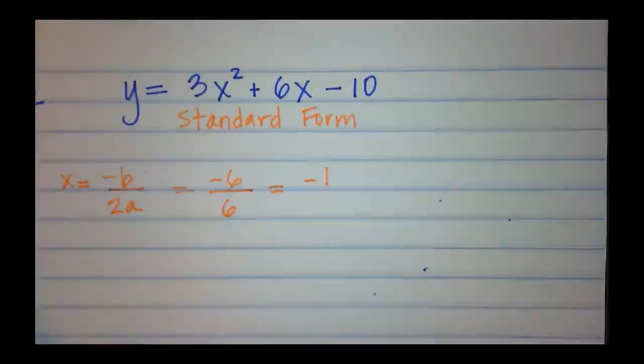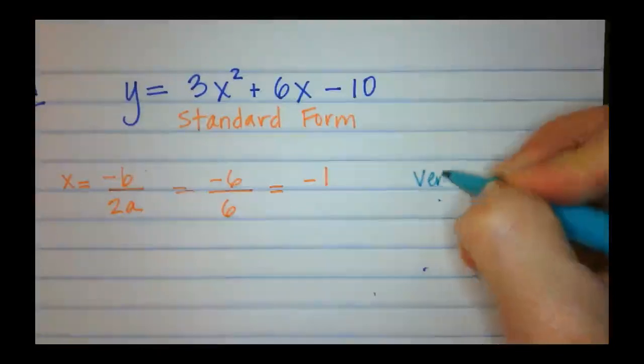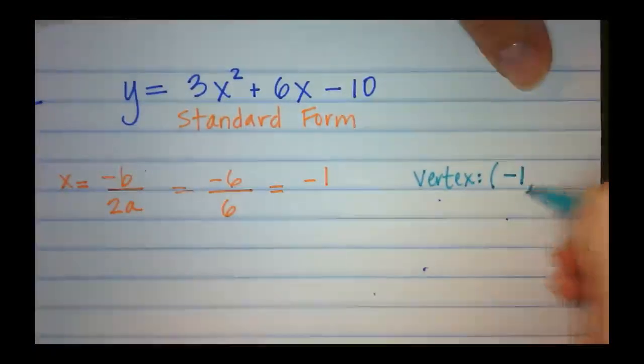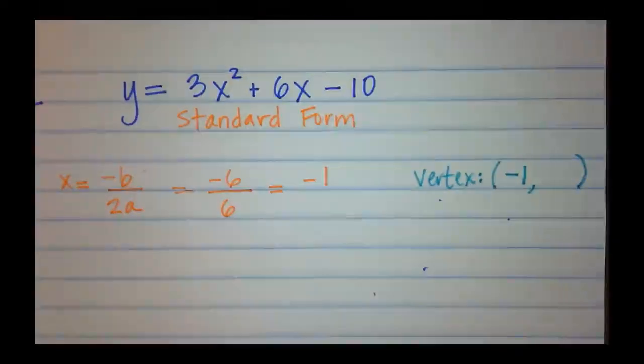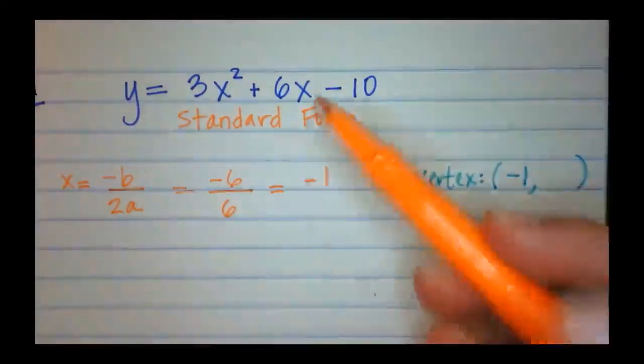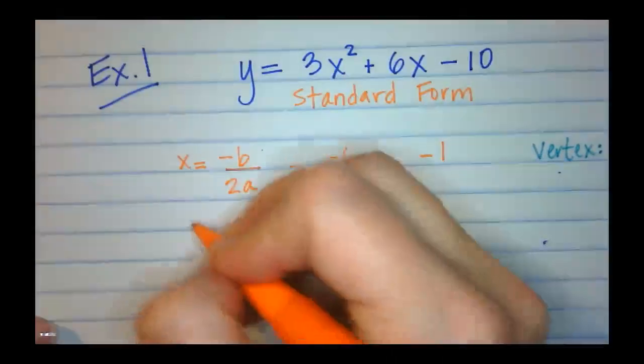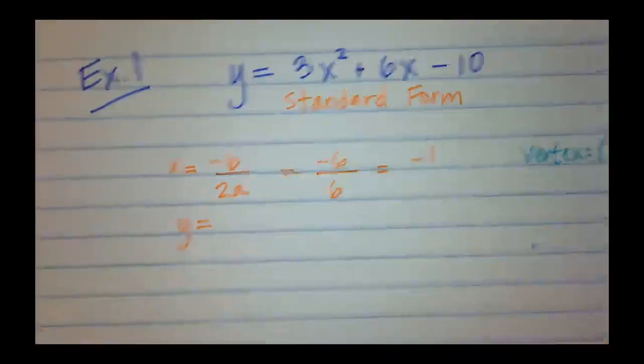So here's what we know. We know that our vertex is at negative 1, something, because we just figured out using negative b over 2a that the x value of our vertex is at negative 1. All right, now we need to go through and figure out what the y is.